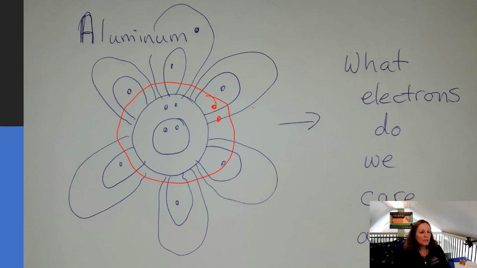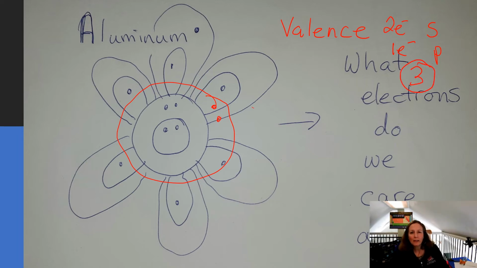Now, what do we care about for which electrons? We only care about the electrons in the last row. Those are the outer electrons, which are called valence electrons. So what do we have in the valence electrons? You will have 2 electrons in an s orbital, and then you will have 1 electron in the p orbitals. So what do you have in total? 3 to work with. Okay, so we'll have a look at what that looks like.